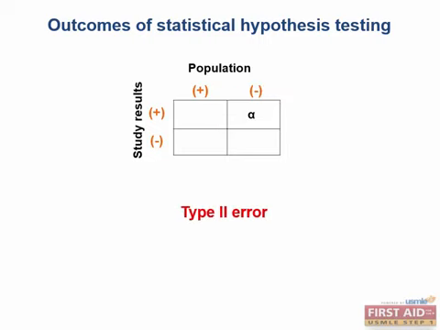Type 2 error is stating that there is not an effect or difference when one exists in reality. In other words, type 2 error occurs when you fail to reject the null hypothesis, when in fact the null hypothesis is false. The probability of making a type 2 error is denoted by the Greek letter beta. So how can you reduce type 2 error?